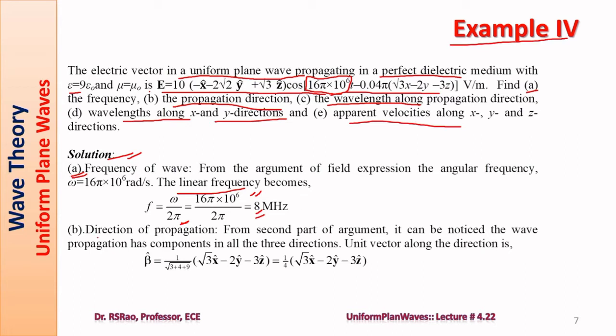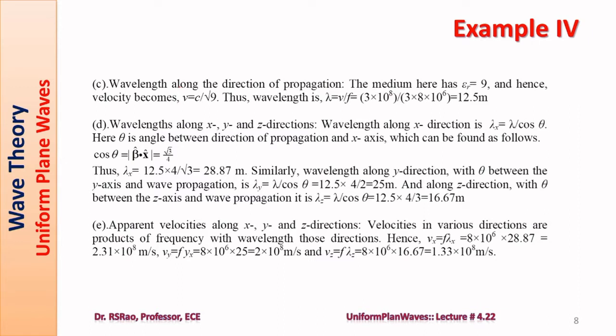B, propagation direction. From the second part of the argument, that is this part, it can be noticed the wave propagation has components in all three directions. The unit vector along the direction is this: b cap is 1 by root of (1 plus 4 plus 9), square root of 3 x cap minus 2 y cap minus 3 z cap. It turns out to be 1 by 4 root 3 x cap minus 2 y cap minus 3 z cap.